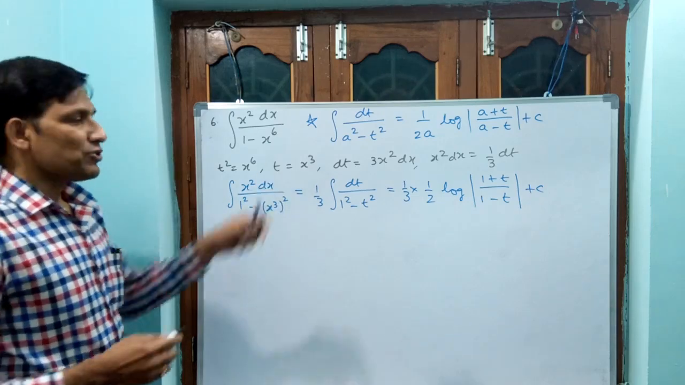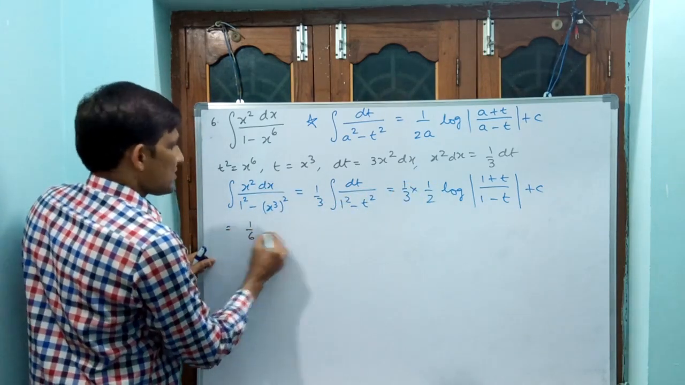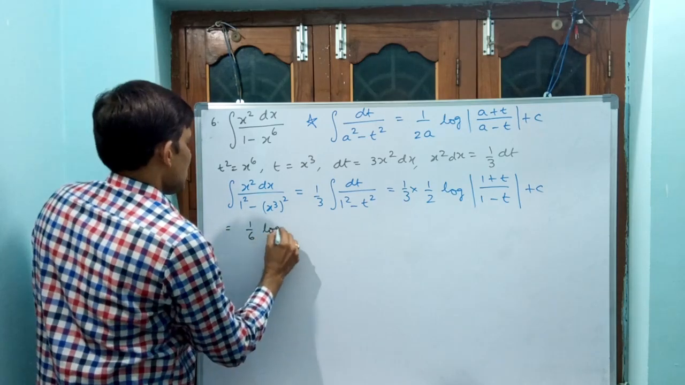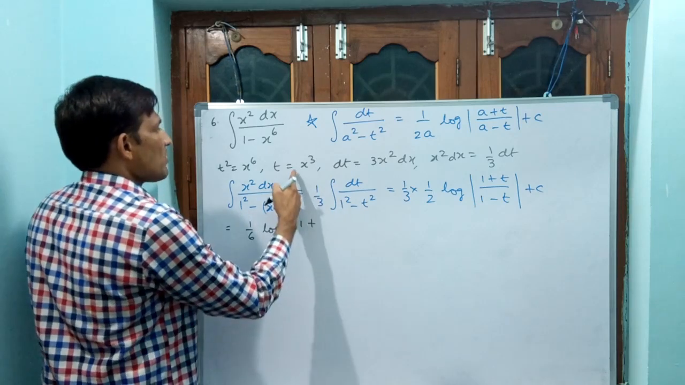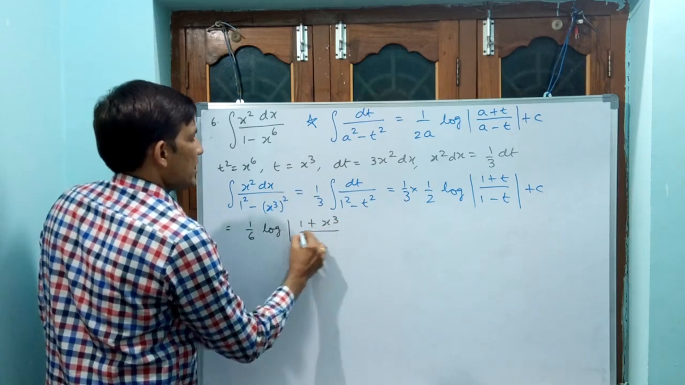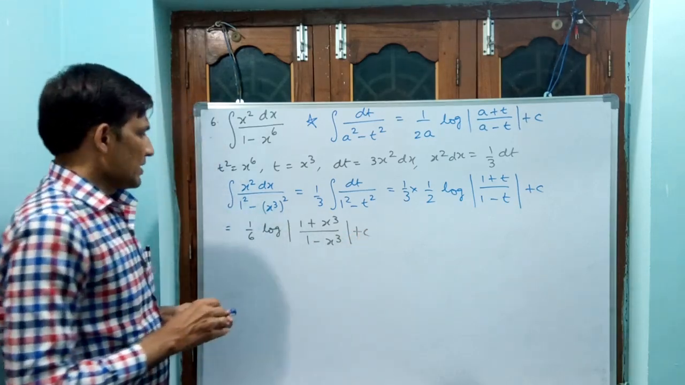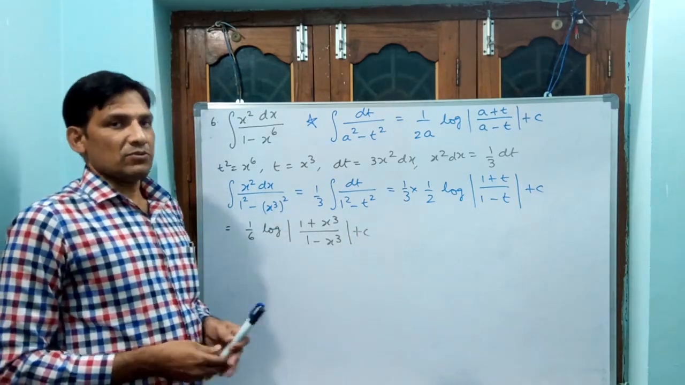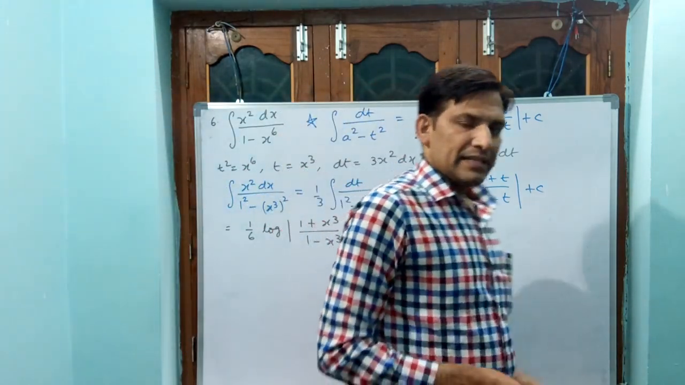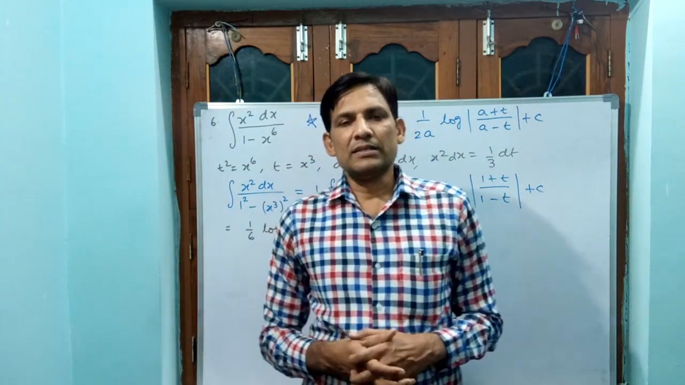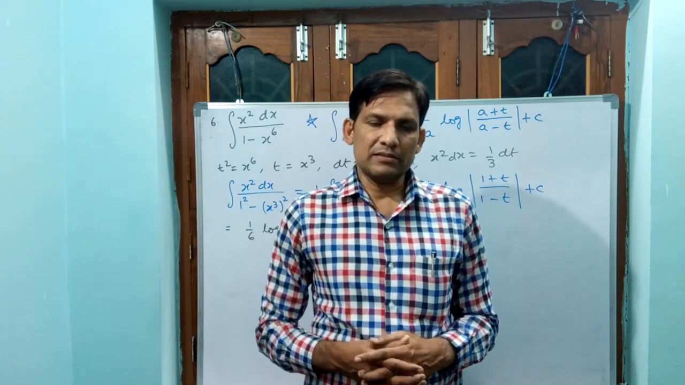Okay, then you substitute t, that is equal to 1 by 6 log, 1 plus t meaning how much? 1 plus x cube by 1 minus x cube, plus c. This will be the answer for your sixth question. Okay. We will do one thing. We will stop this class here. We will meet in the next class, and from question number 7 onwards, we will try to solve in the next class. Thank you very much.